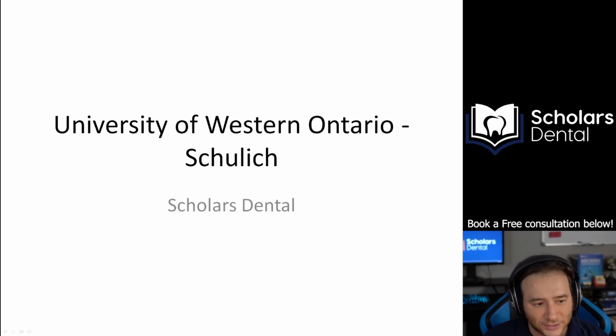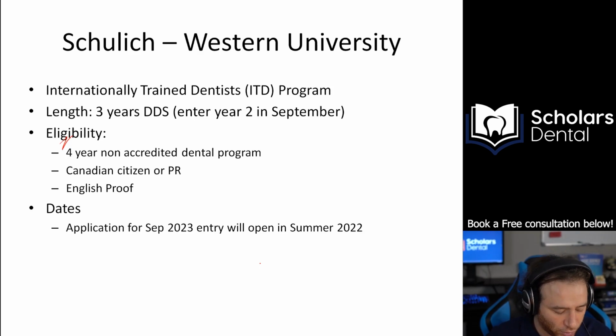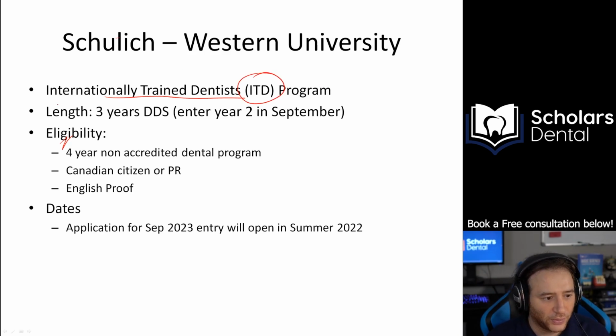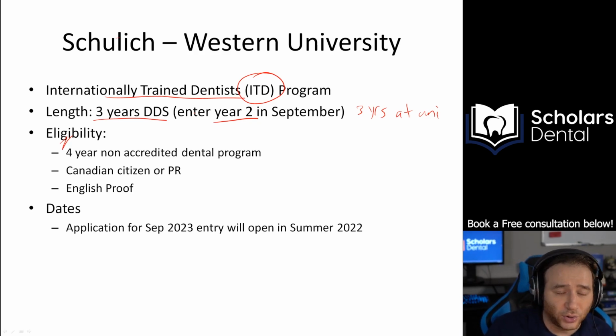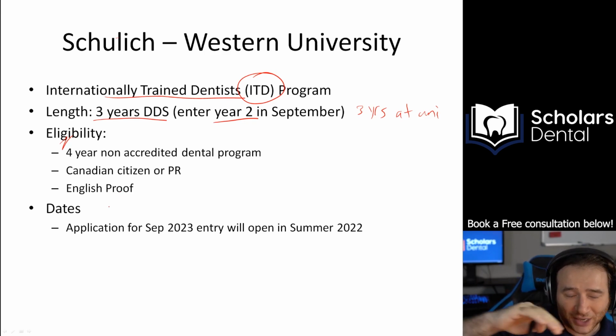Hi everyone, welcome back. Let's look at the requirements for University of Western Ontario, or Schulich. The program here is called Internationally Trained Dentist Program, or ITD program. The length of the program is 3 years of actual DDS. So you're actually doing 3 years at the university. You enter year 2 and you do year 2, 3, and 4. So unlike UFT, where you enter year 3, then do year 3 and 4, this one you're actually doing 3 years. So I'm not even including the application, the preparation to get into it, right? So you're already starting off with 3 years. So we will eventually draw a timeline to see how long this takes.